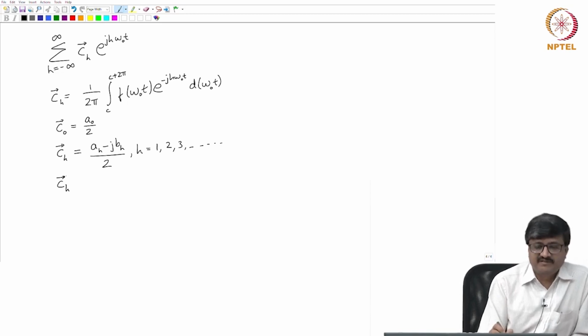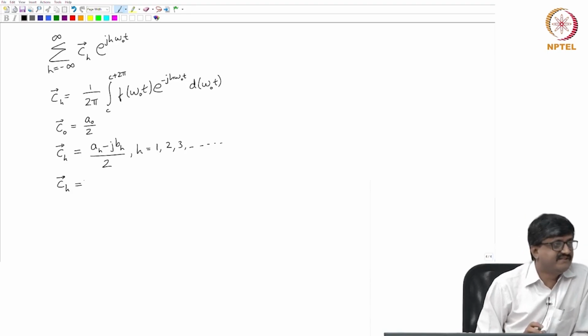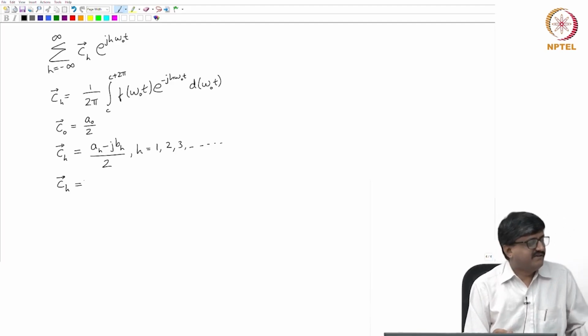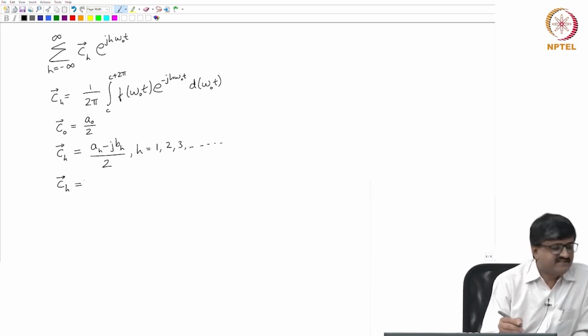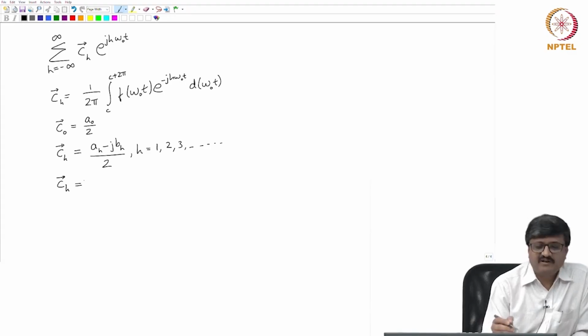So, when it comes to the subscript H for C, H can be positive as well as negative. So, can I relate this to the coefficients AH and BH? Here also I can relate, but it is not in terms of AH and BH in the same way, because H is negative.